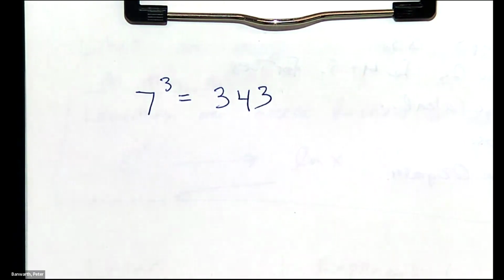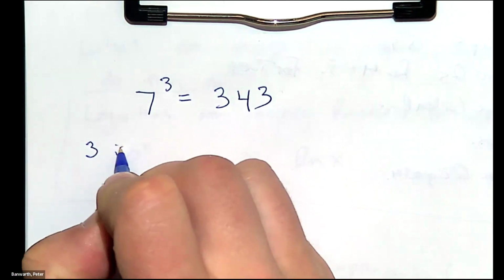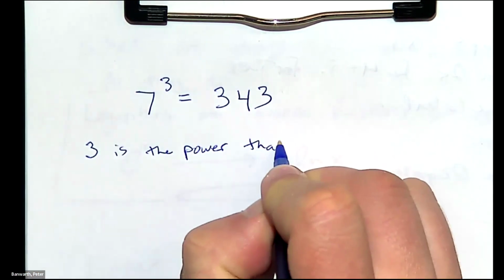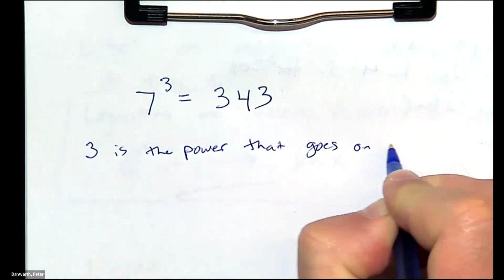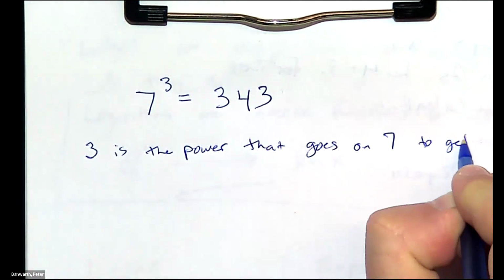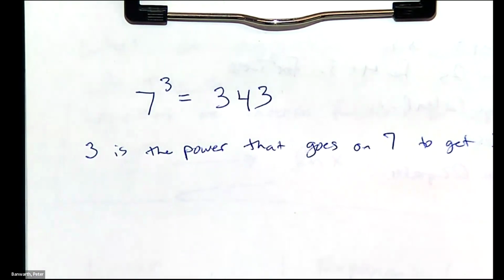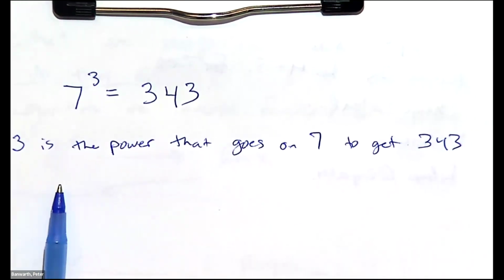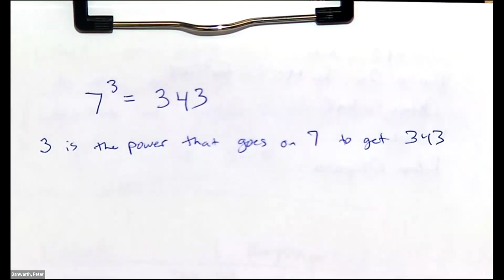Here's the verbal representation. 3 is the power that goes on 7 to get 343. Would you agree that this is the English sentence that represents that expression? Yeah. So a log just writes this sentence in a different way.